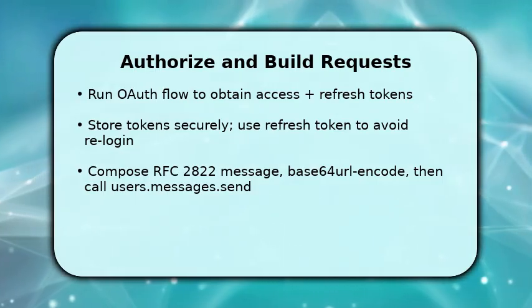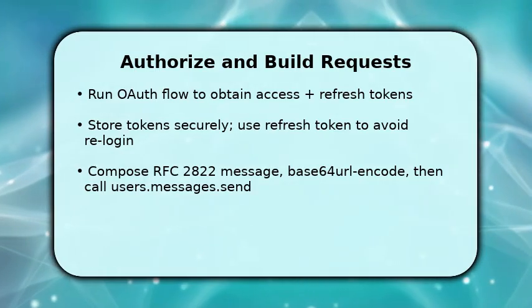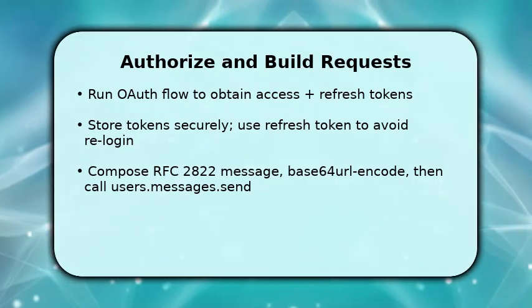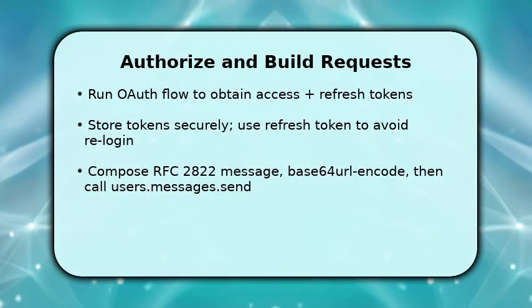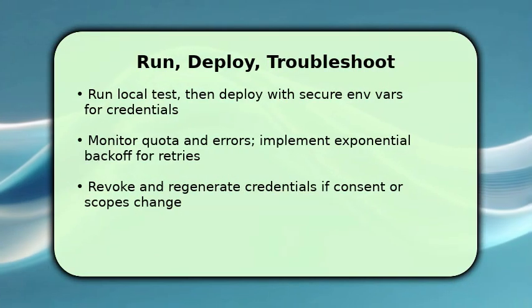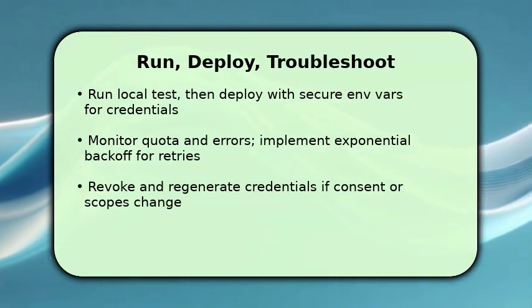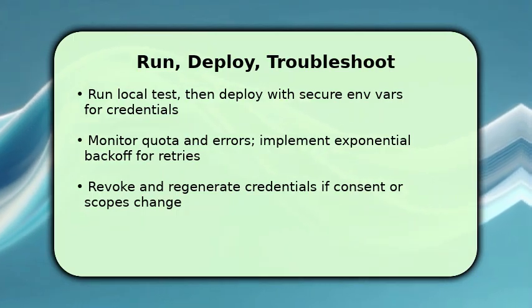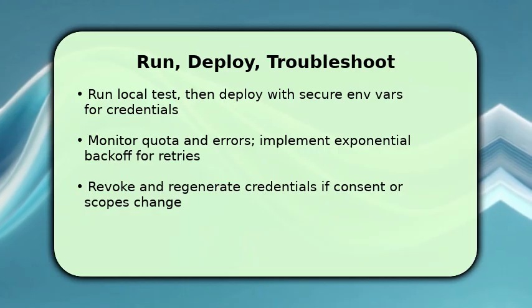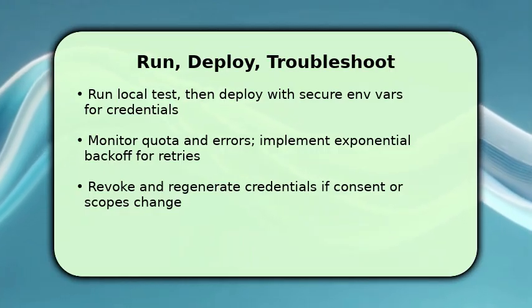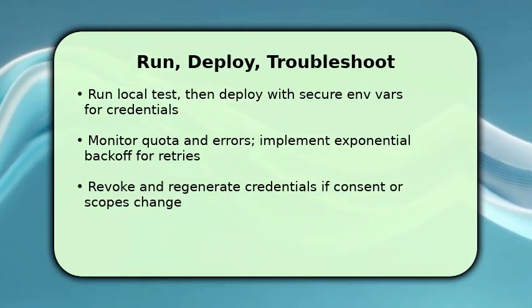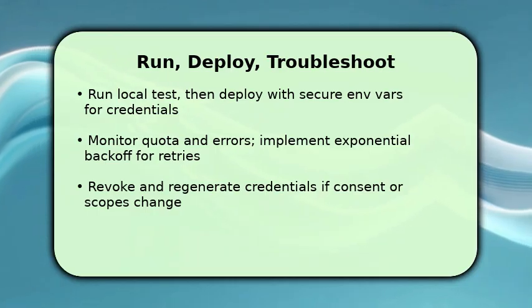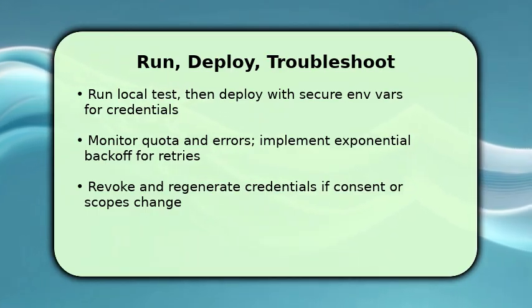You finish by running a local test and verifying messages arrive in the inbox. Once stable, deploy with credentials stored in environment variables or secret manager. Monitor API quota and handle errors with retries and exponential backoff. Make sure your redirect URIs and authorized JavaScript origins match production. If consent or scopes change, reauthorize users and rotate tokens.